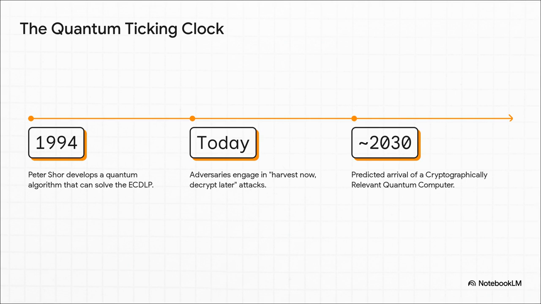This has led to this terrifying new strategy called harvest now, decrypt later. Basically, adversaries are just sucking up and storing all our encrypted data today, knowing that in the future, they'll have the quantum keys to unlock it all. And that future is getting closer fast. A lot of experts are pointing to around the year 2030 for what they call Q-Day, the day a quantum computer can actually break our current encryption.